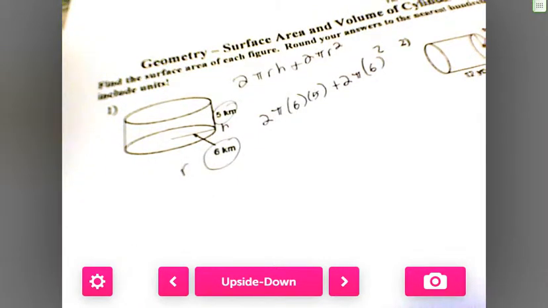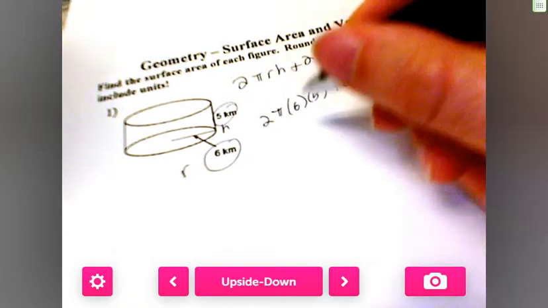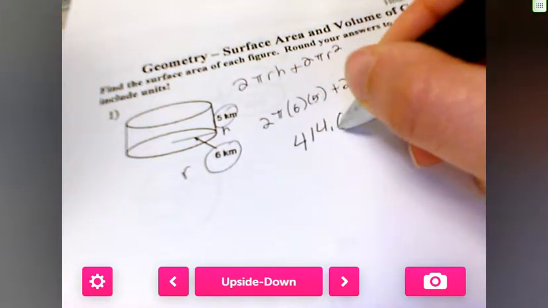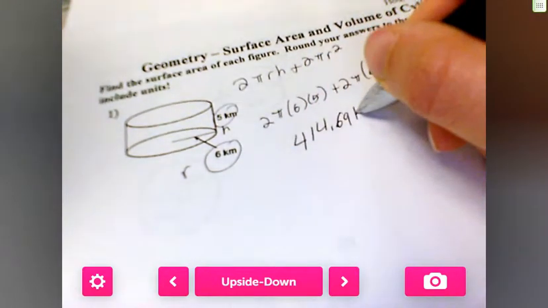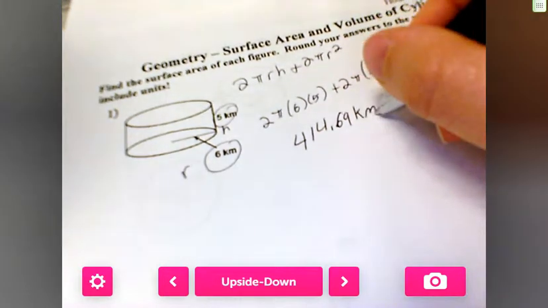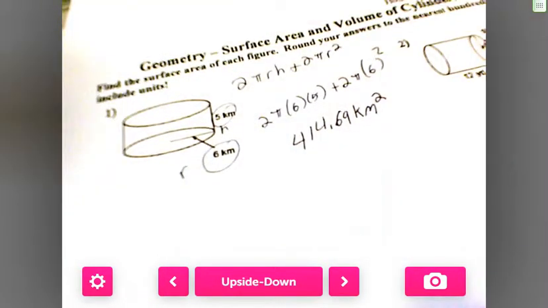So we just go 2 pi 6 times 5 plus 2 pi 6 squared gives us 414.69 kilometers squared. Because it's surface area, Anthony, you need all 3 of those. Since it's surface area, that's what we do. Okay, you ready to turn it over and we'll look at volume?